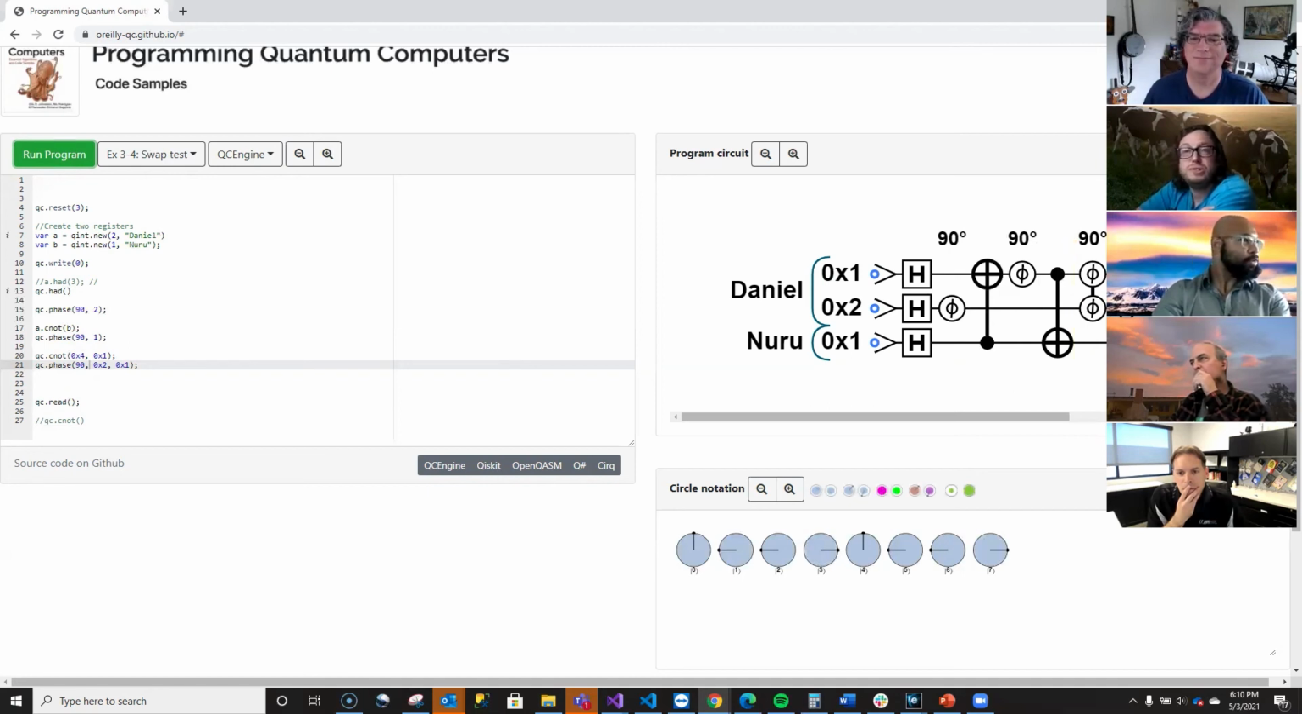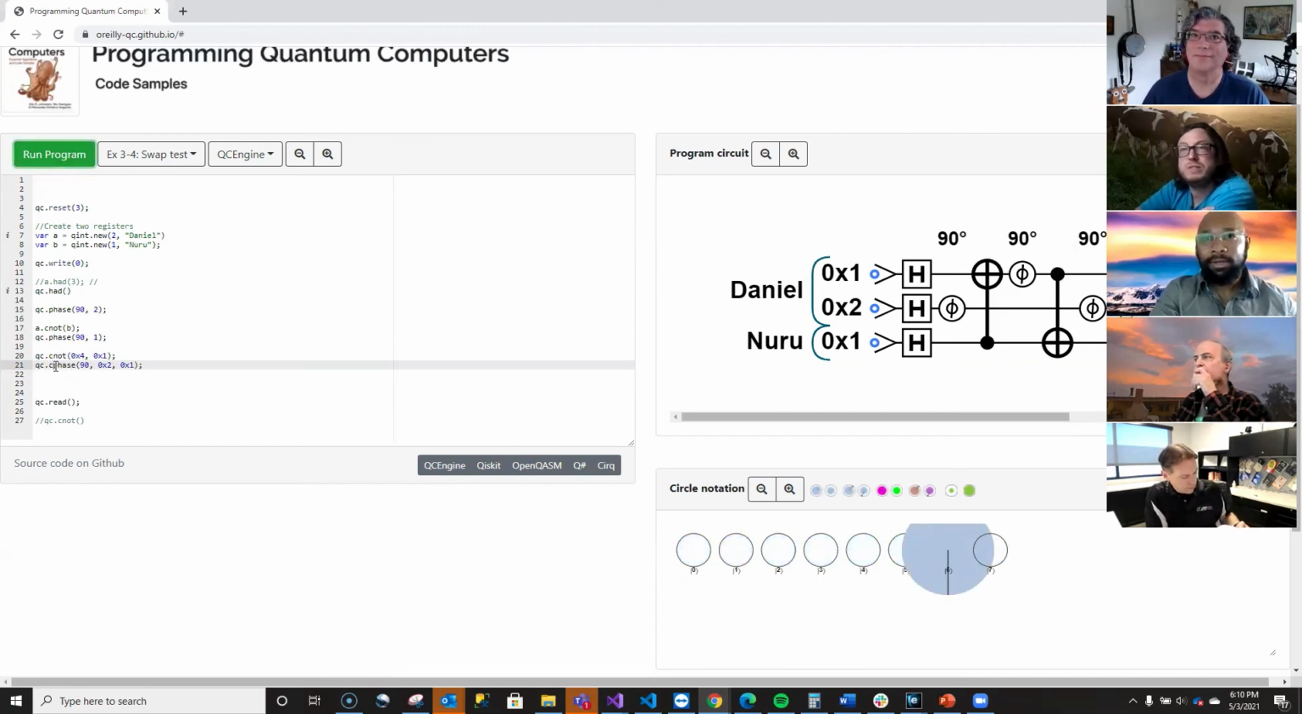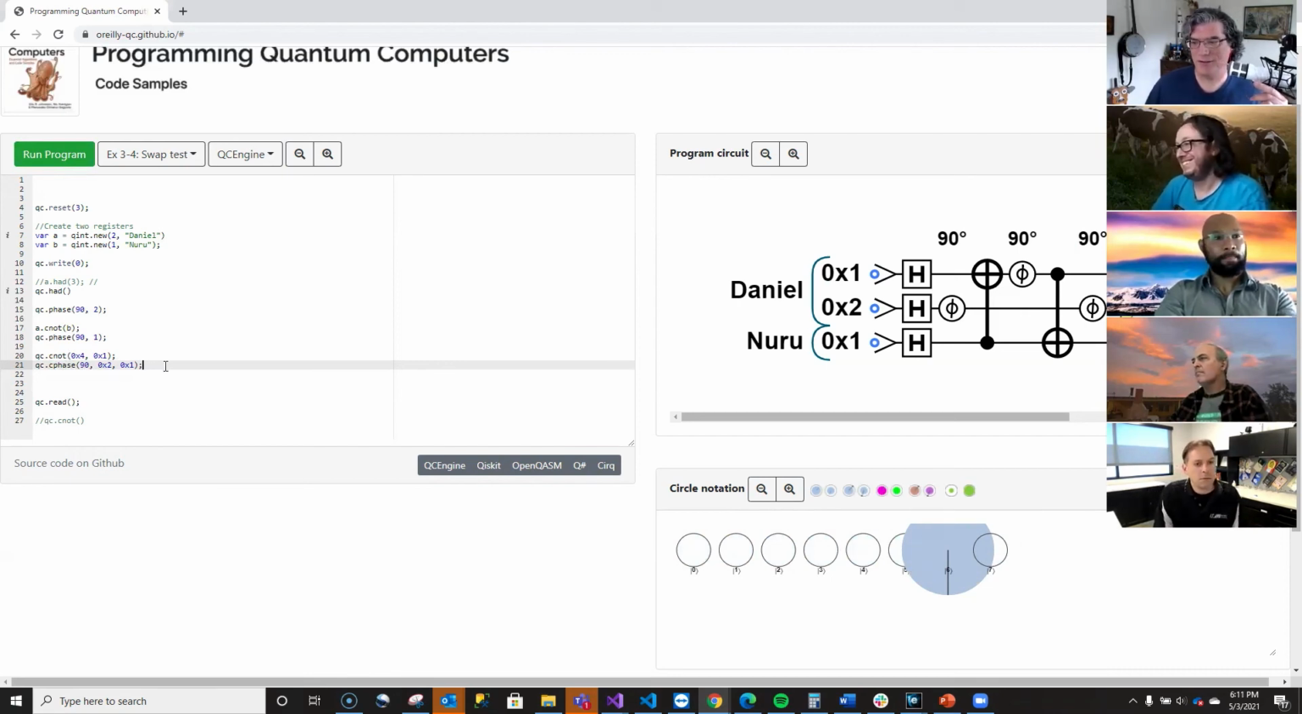Let me look for, what is the code for C phase? I think that's probably where I got lost. Do you remember the syntax for the C phase? I don't remember him sharing the syntax. So I pasted into the chat, there's actually a cheat sheet for the QC engine.